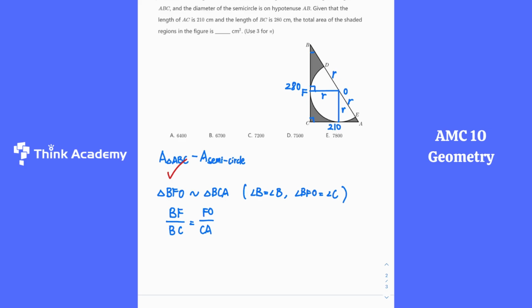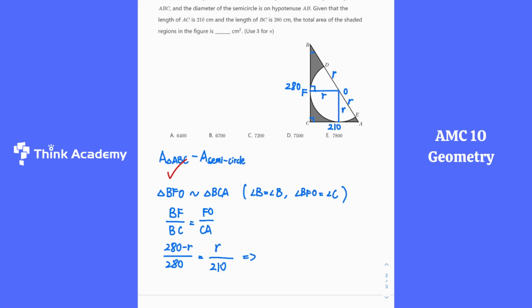Okay, and we can actually represent these sides using either a number or the radius. So for example, the BF could be represented as 280 minus the radius. And for the BC, it's just given as 280. Okay, and FO would just be the radius itself, so we have the R, and also for the CA, we have 210.